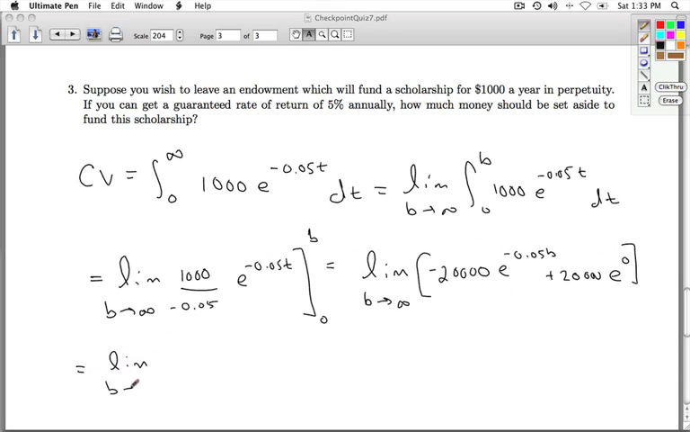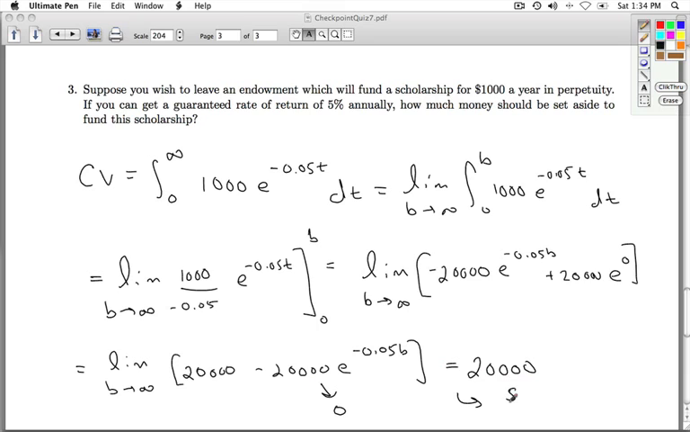So this is the limit as b goes to infinity. E to the 0 is 1, so that's 20,000 minus 20,000 e to the negative 0.05b. And now we have to imagine b traipsing off to infinity. So we plug in really large numbers: a million, a billion, a trillion. If I plug in a very large positive number for b, this exponent becomes very large and negative. E to a very large negative number becomes a very small number, and so this takes this term to 0. The only thing that survives is 20,000.